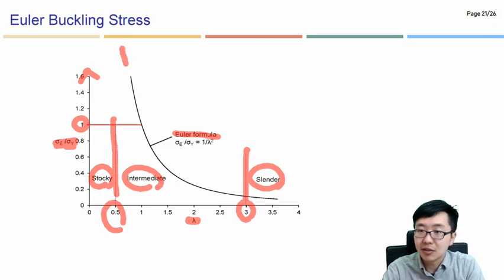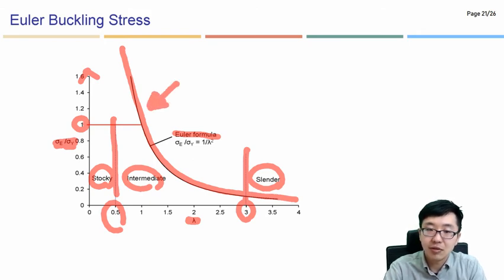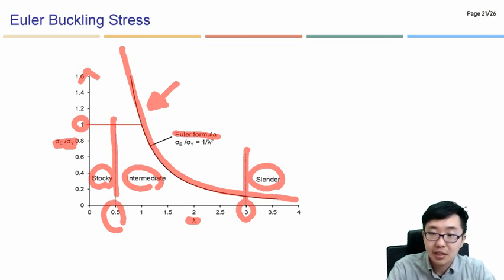At the same time, we need to remember this is proposed by the Euler, and based on this equation, we can determine whether the column will be buckled or not. Right? So I will introduce this again and again.